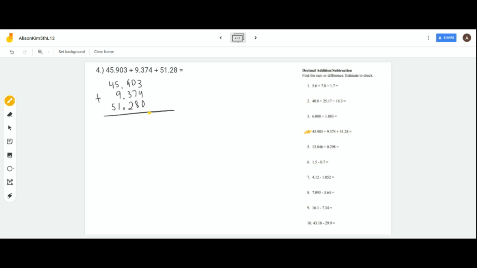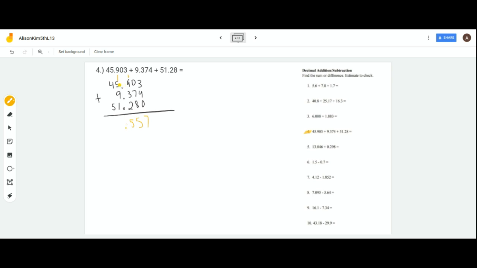So 3 plus 4 plus 0 is just 7. And then 0 plus 7 plus 8 is 15. So we put the 5 down here and we bring the 1 up here. And then 1 plus 9 is 10. 10 plus 3 is 13. 13 plus 2 is 15. So we put 5 right here and we bring the 1 right here. Don't forget your decimal right here.